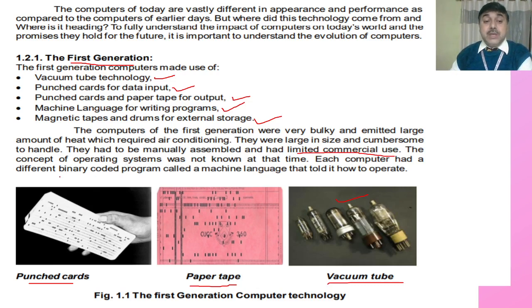The data is given in binary code or machine language programming form. This generation works on these patterns. It is a machine where many vacuum tubes are used, not only a single vacuum tube. The data is given using a punch card, and we get the output using a paper tape.